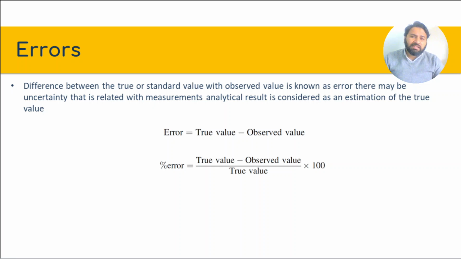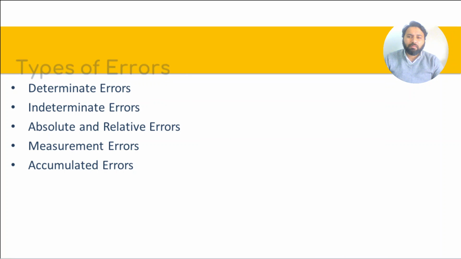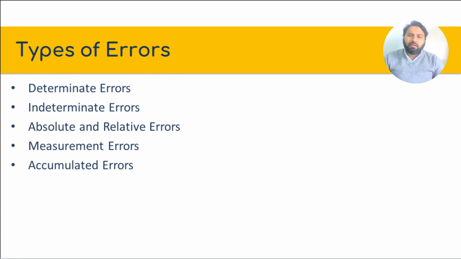Now, what are the types of these errors? They are of various types: determinate errors, indeterminate errors, absolute and relative errors, measurement errors, and accumulated errors. Now let's discuss determinate and indeterminate errors, which are the most relevant types of error. So let's discuss these types of errors.